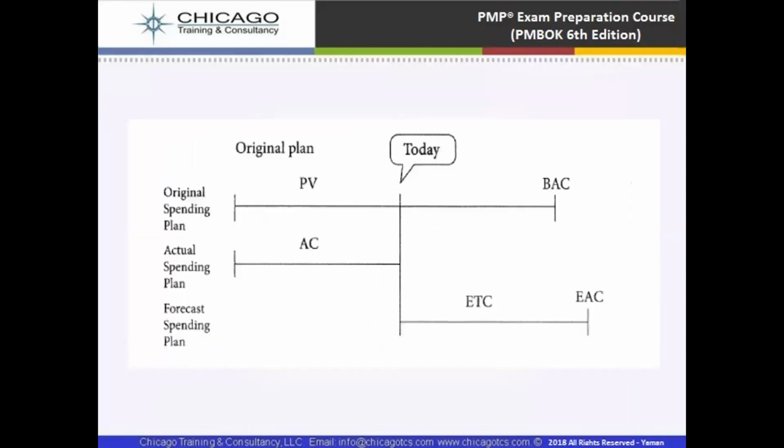So this is how the original spending plan is, like plan value and budget at completion. Then we have actual cost. This actual cost means how much cost has been incurred as of today. And estimate to complete will give us how much more forecasted investment is necessary to finish the project at estimate at completion. So you see this line is more than budget at completion. It means we have added estimate to complete, and we are going to reach estimate at completion.